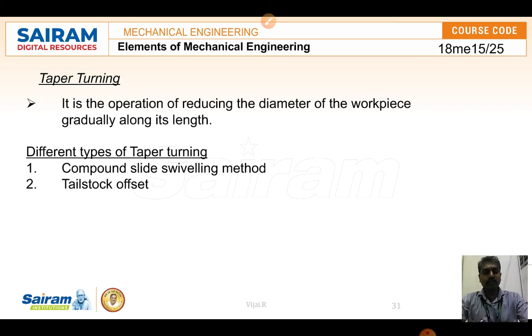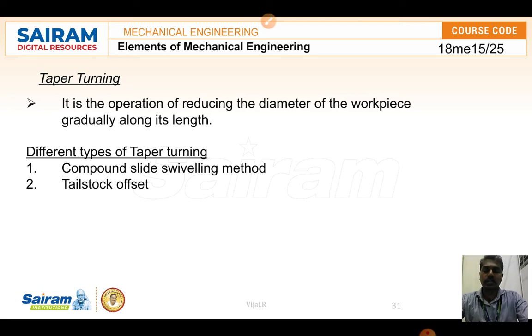The third one, a form tool method, is also used. If the taper is a very small one, then we can make a tool in the form of the taper. When the workpiece is rotating, if you just press the tool over it, we can make the form of the taper.